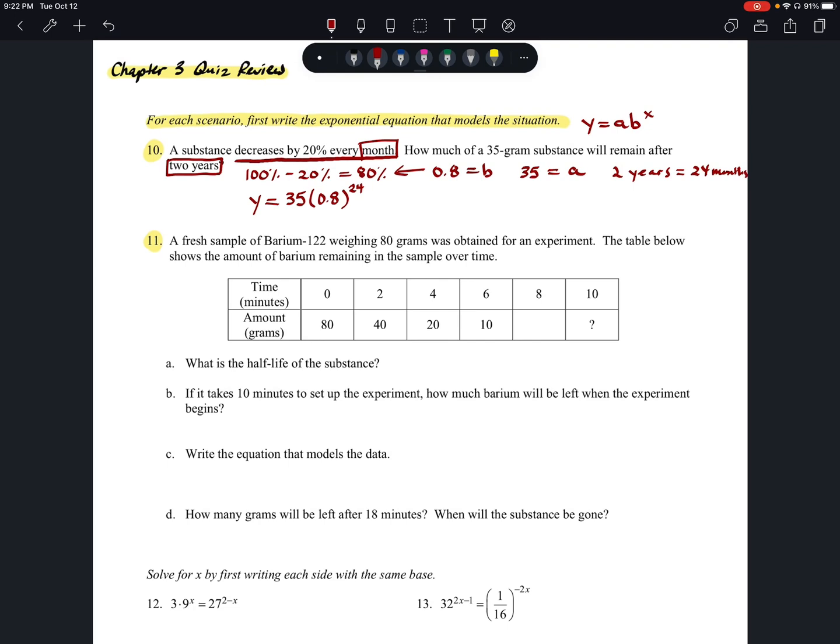And when you do it, you should end up with 0.1653. I don't think it matches the answer key. I think it might be one decimal place short, but we're going to go to 4 decimal places. So we have 0.1653 grams. And that is our answer for number 10.